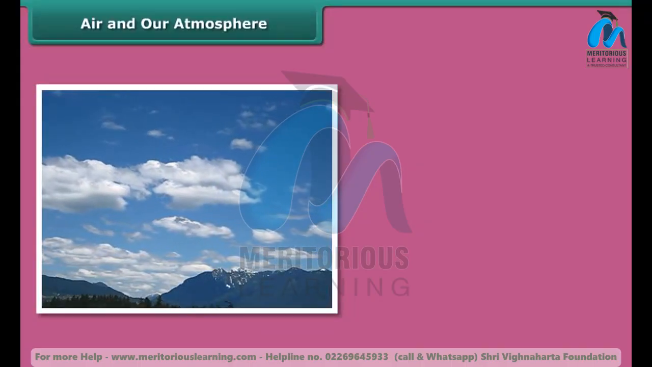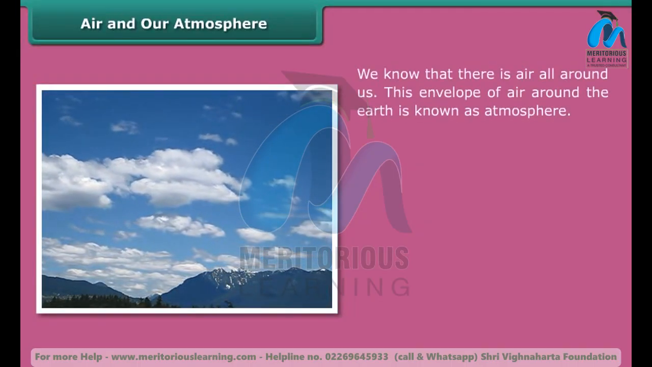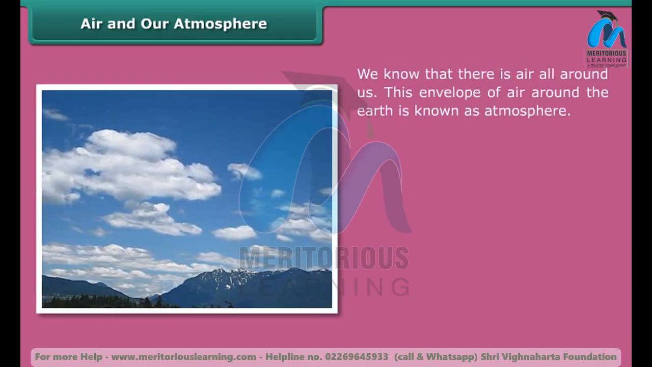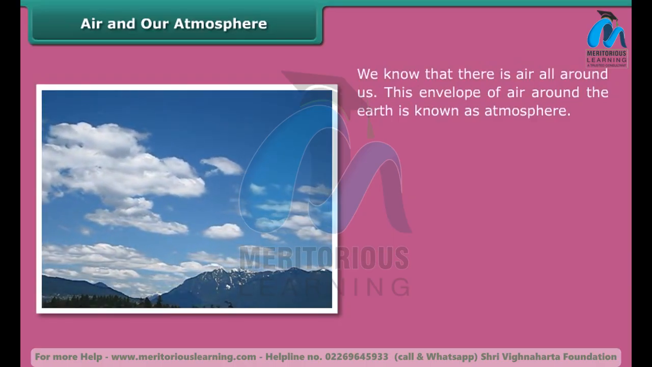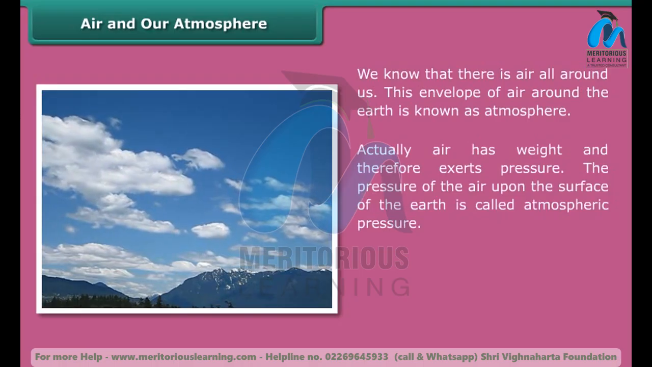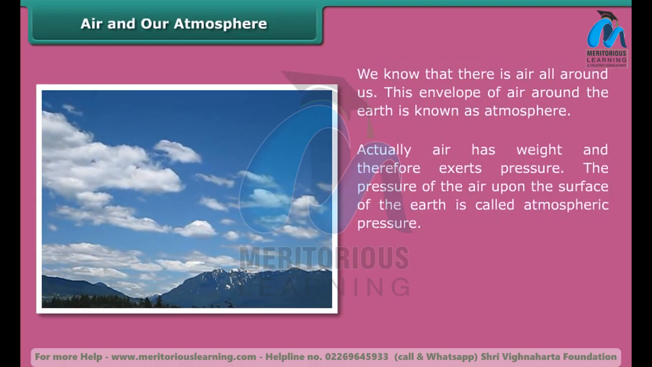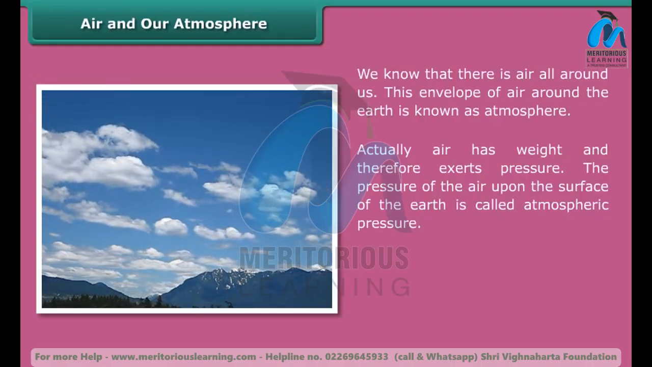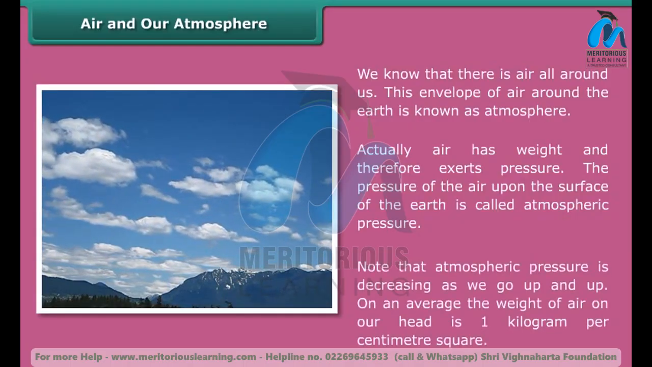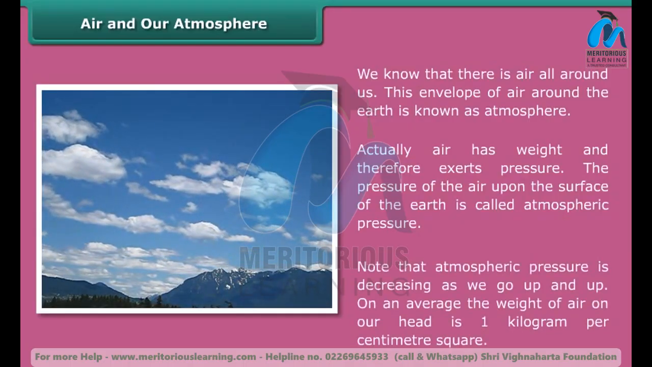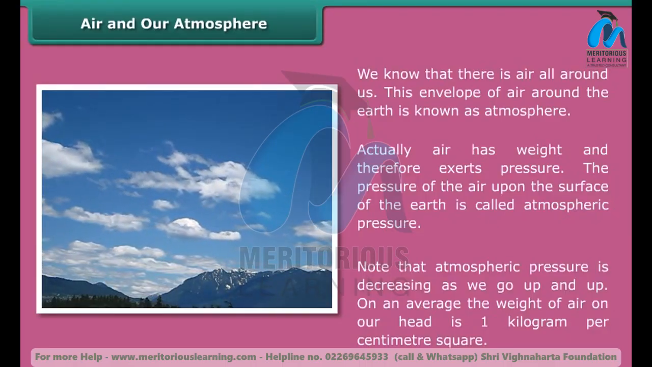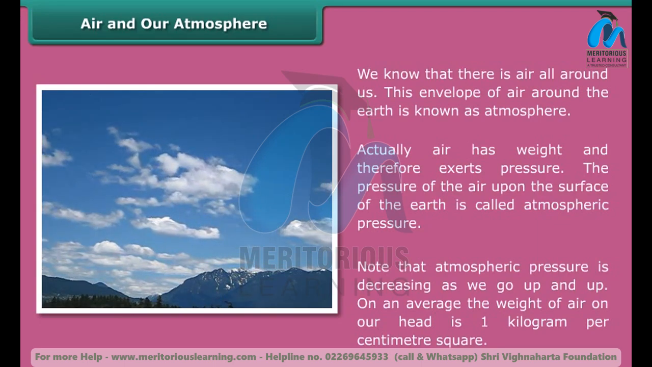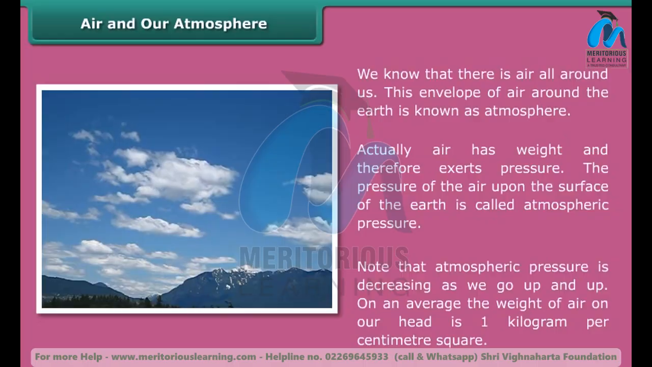Air and our atmosphere. We know that there is air all around us. This envelope of air around the earth is known as atmosphere. Actually, air has weight and therefore exerts pressure. The pressure of the air upon the surface of the earth is called atmospheric pressure. Note that atmospheric pressure decreases as we go up and up. On average, the weight of air on our head is 1 kilogram per square centimeter.